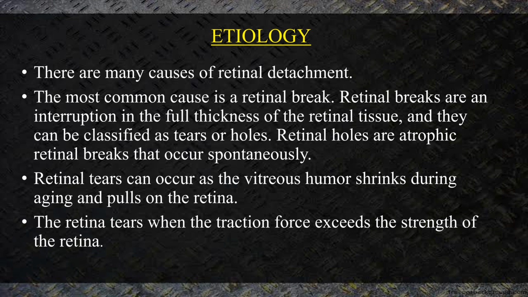So when we talk about the etiology, the various reasons of retinal detachment, the first one is retinal break. As you can see, retinal breaks are an interruption in the full thickness of retinal tissue, and they can be classified as tears and holes. Retinal holes are atrophic retinal breaks that occur spontaneously. And retinal tears can occur as the vitreous humor shrinks during aging and pulls on the retina. The retina tears when the traction force exceeds the strength of the retina. So when the retina loses its strength, that time the tear will occur.